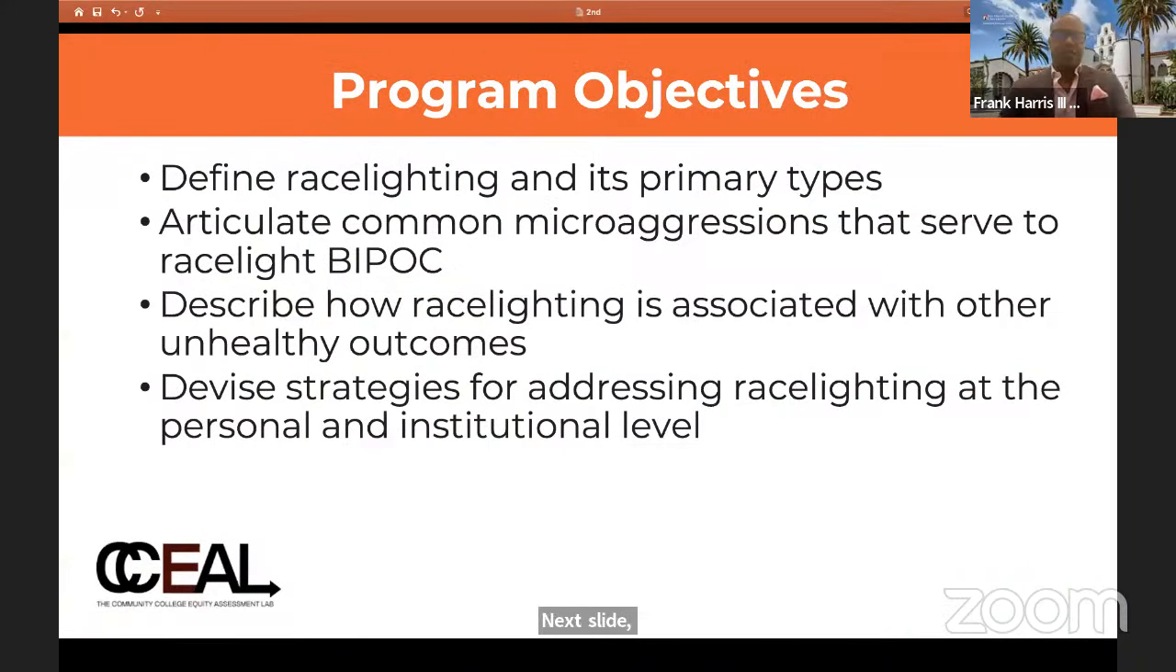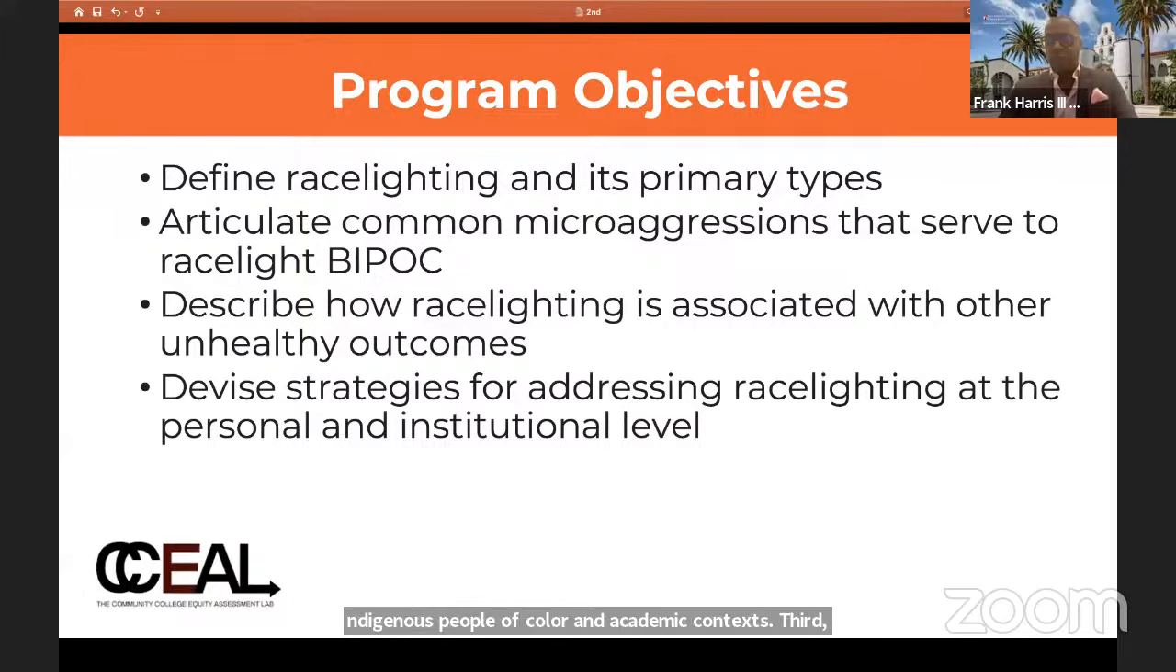So the professional learning program, those of you who've ever done one of the programs that Luke and I have designed, you understand we typically offer them in 4 to 5 parts. It's primarily asynchronous, it's all online, and each program has a set of objectives. The Racelighting program has 4 objectives. You'll be able to define racelighting and distinguish active and passive racelighting, the two primary types of racelighting. You'll be able to articulate the relationship between racelighting and the most common racial microaggressions that are experienced by Black and Indigenous people of color in academic contexts.